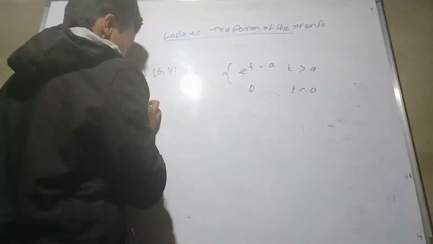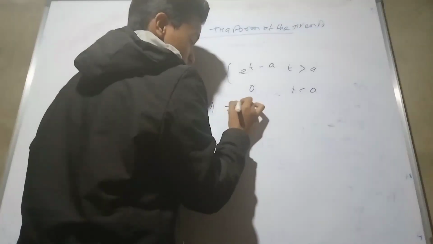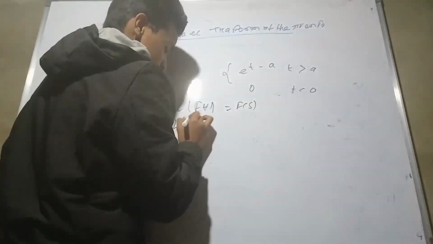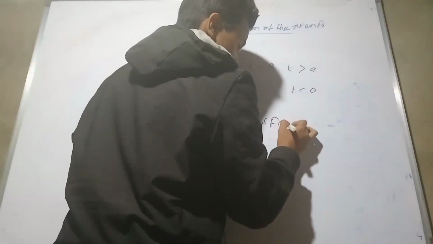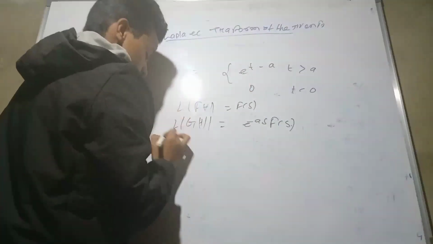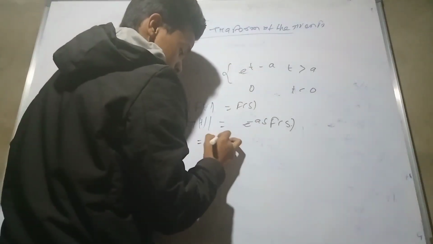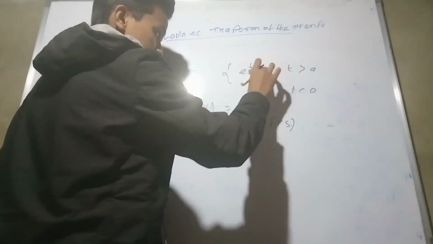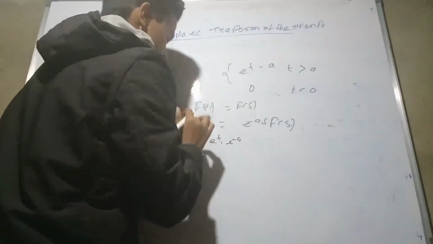Now we know the solution. Let the Laplace transform of f(t) equal F(s). Then the Laplace transform of g(t) is nothing but e^(-as) times F(s). Here we have a function, and we can easily see that f(t) equals e^t. Here e^(-a) is a constant.